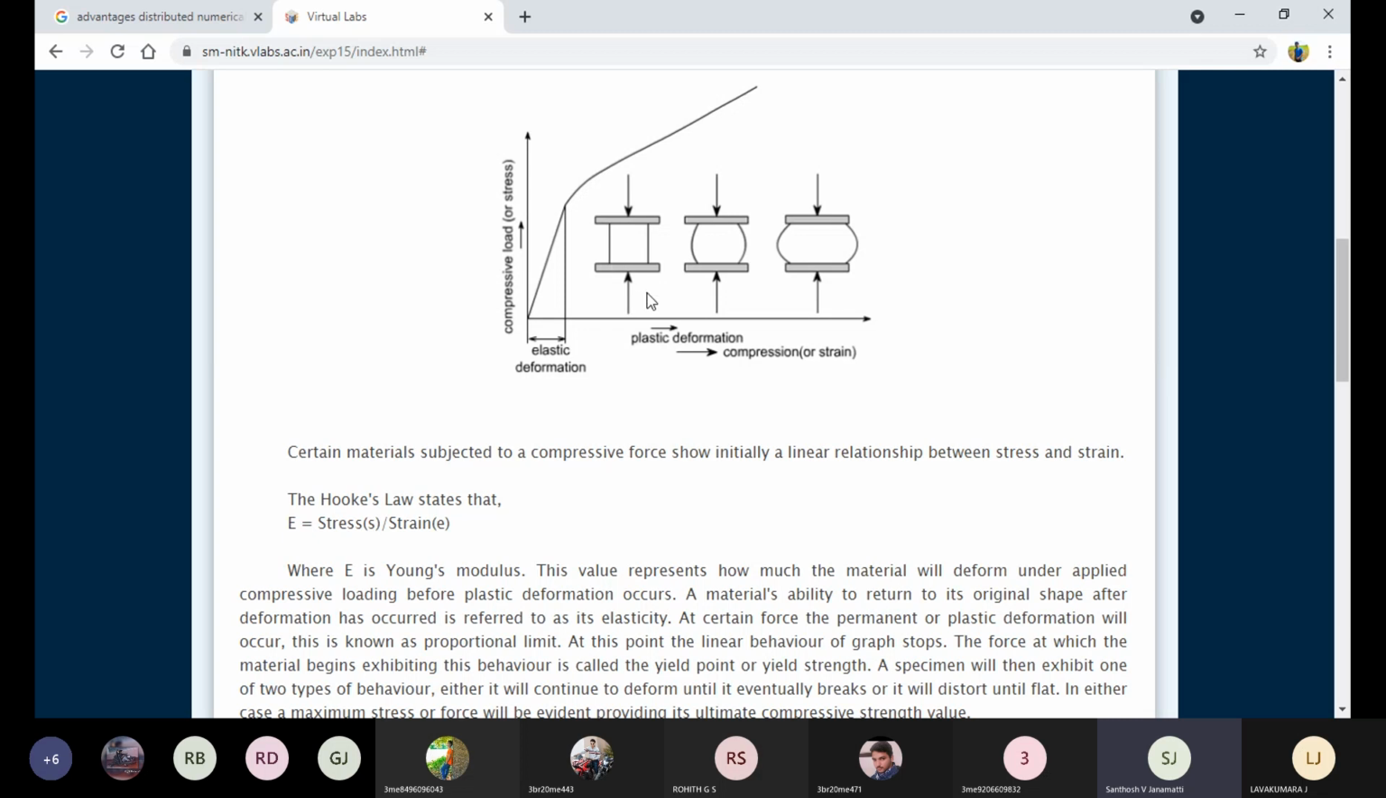Sometimes we apply compression loads at both ends. Because of the direction of the loads, these materials will be compressed toward each other. As you can see in the second image, plastic deformation takes place. So how can we define this? The ability of the material to not undergo plastic deformation easily, and to resist these kinds of loads for a long period of time, we call the compressive strength of that material.